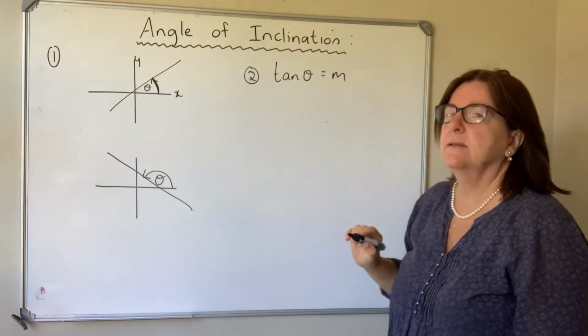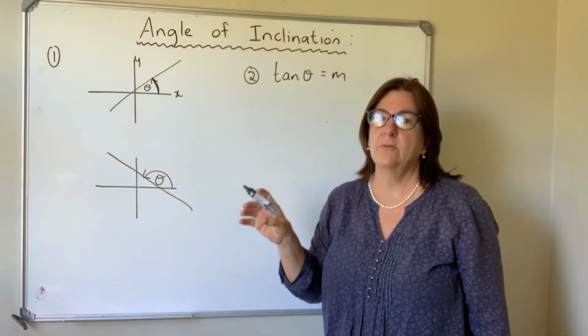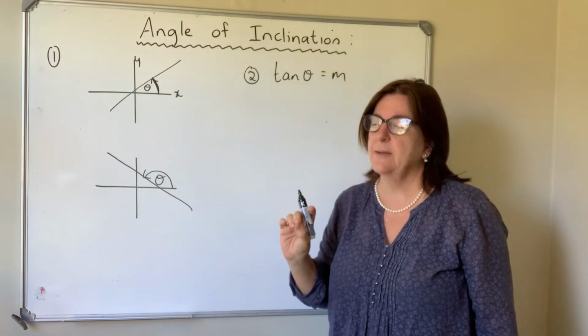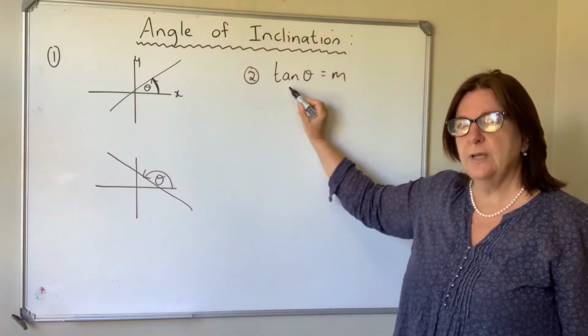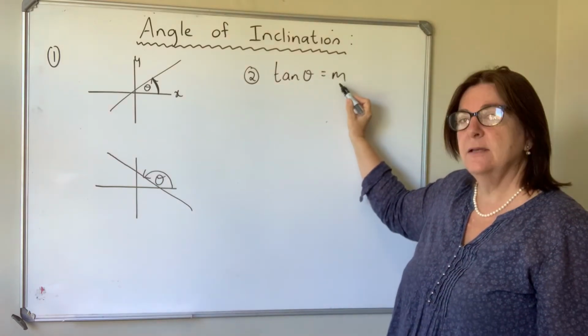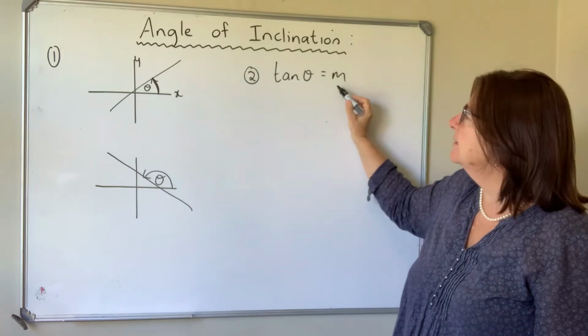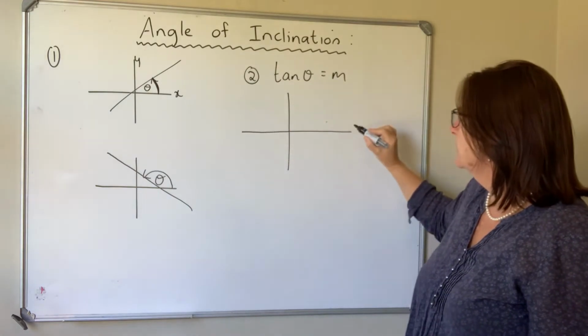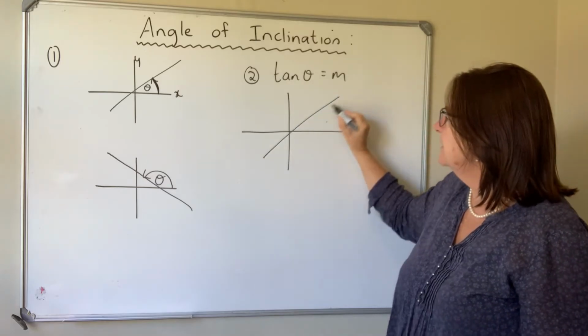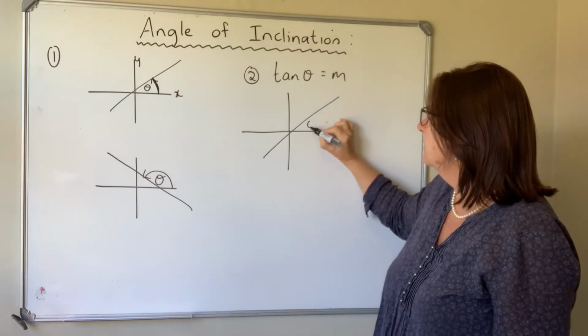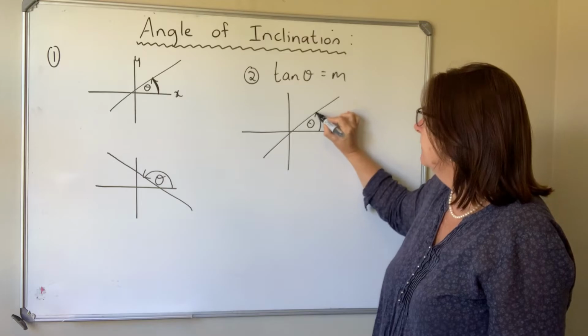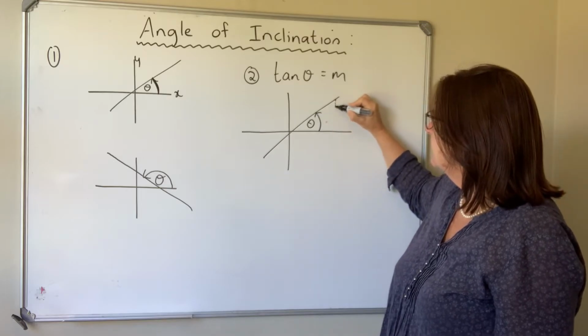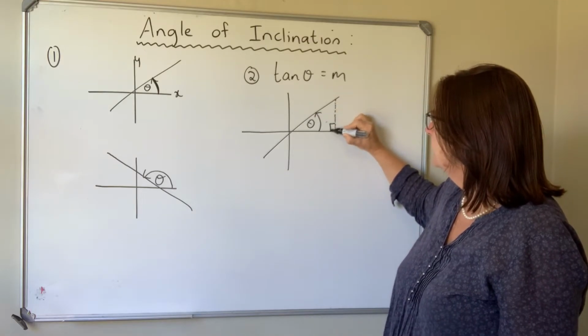Let's have a look at that formula there. We have tan of an angle, the angle of inclination, equals m. Now remember tan from trig, and m stands for gradient. That's right. So let's have a look at how this formula is formed. So if I have a standard straight line here, remember our angle of inclination is going to be that little angle there. Now let's just create a right angled triangle.